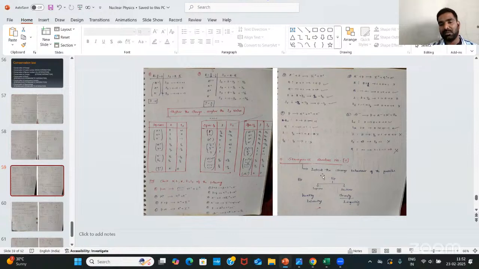Strangeness quantum number. What is the strangeness quantum number? Let us see. It indicates the strange behavior of the particles. So strangeness quantum number S indicates the strange behavior of the particles.